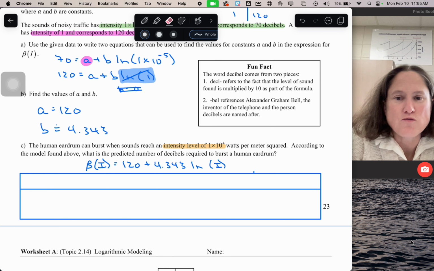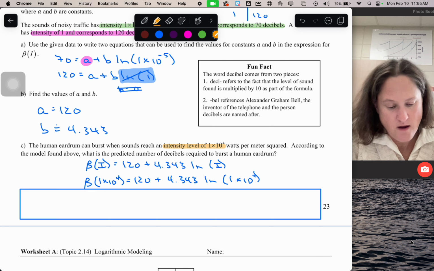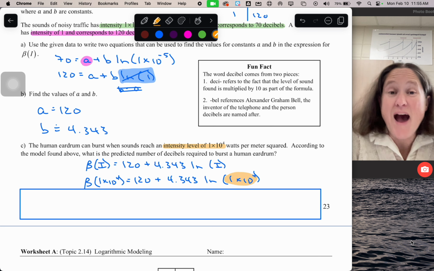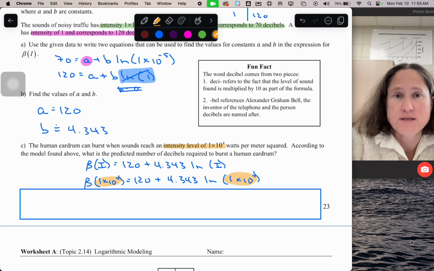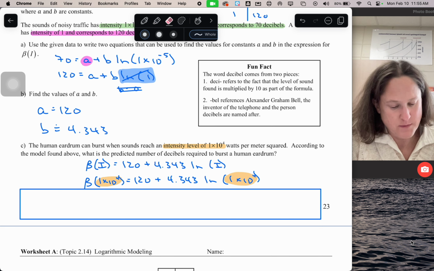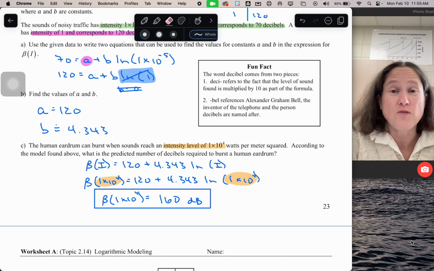So I am trying to find what the decibel level would be if the intensity level is 1 times 10 to the 4th. I would plug in 1 times 10 to the 4th for my I value, and that will tell me what my decibel level is. In this example, that should be about 160 decibels. That's what it's going to take to burst the human eardrum. Okay, hopefully that was a good review.